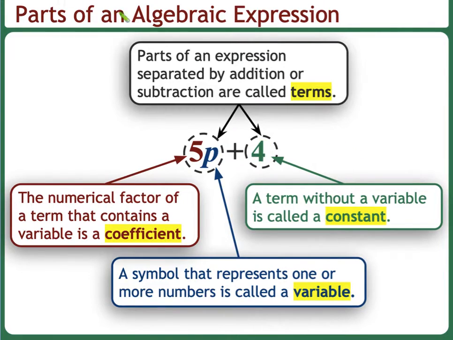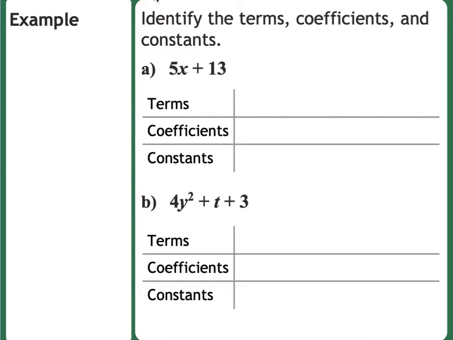Let's go ahead and look at some examples on identifying parts of an algebraic expression. So we're going to start off with the algebraic expression 5x plus 13. We're going to identify the terms, coefficients, and constants. Now I like to set up this table. I think it really helps keep your work organized. Alright, so the first thing I'm going to do is after I write down the expression, I'm going to box up the terms. I think it makes it easy to see if we do that.